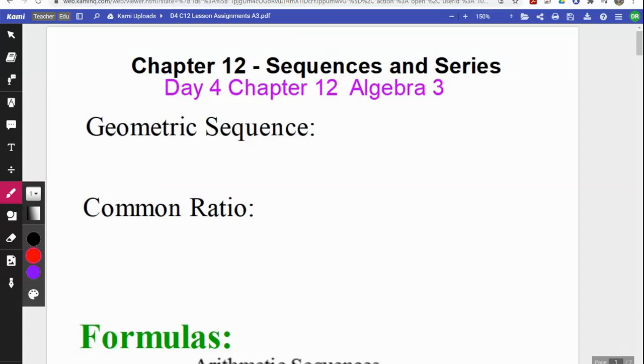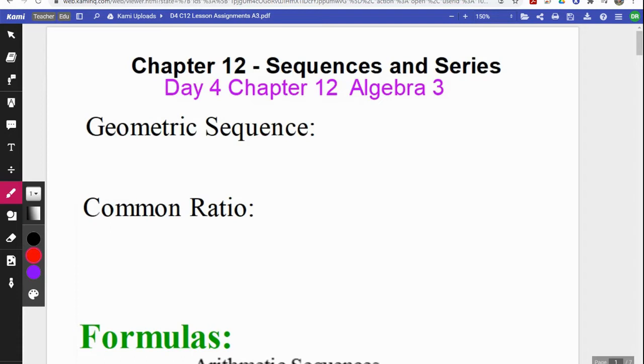Hello, this is day 4 of chapter 12, sequences and series, and this is about geometric sequences. So the sequence that we looked at was when each term changes by an addition or subtraction amount. So it goes up by 4 or something each time.